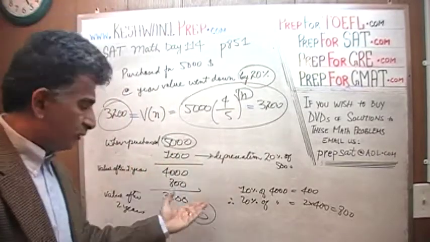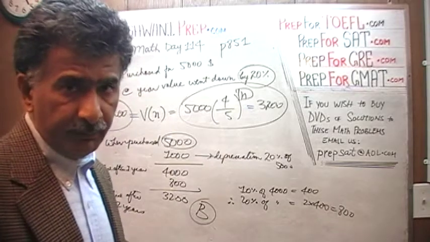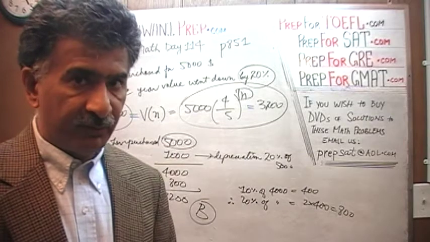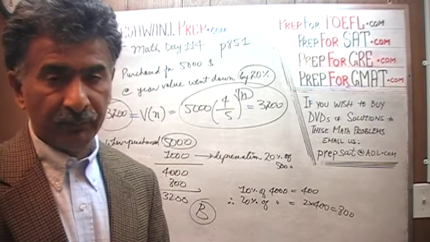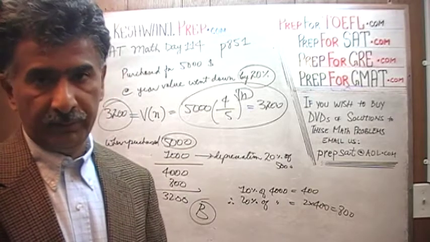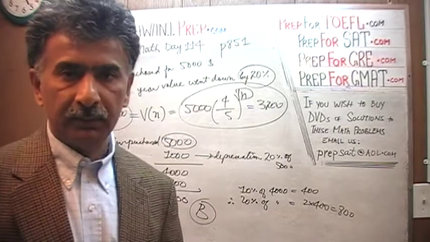Even this part that I just showed you is too much. Just think about it logically. You start out with $5,000. We know it drops by 20% every year. 10% of 5,000 is 500. Therefore, 20% is 1,000. Which means at the end of the first year, the value of the car is only $4,000.